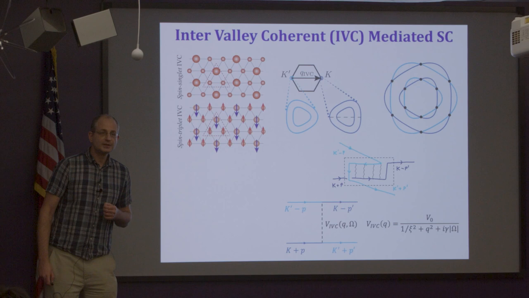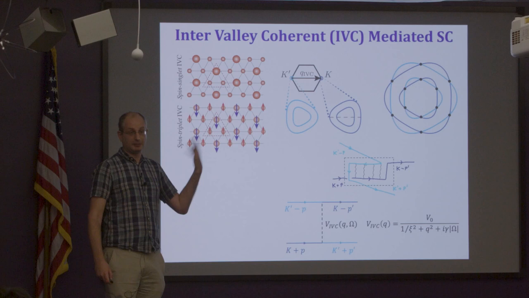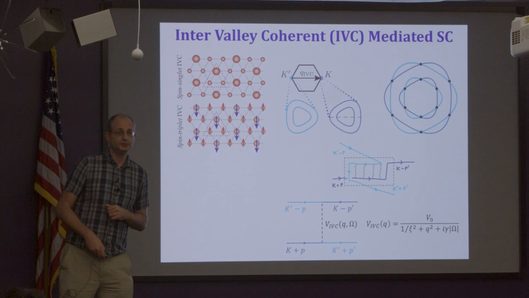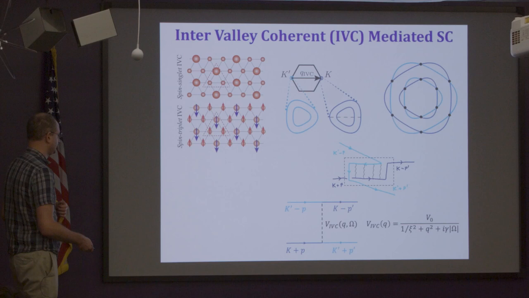It's a simple Yukawa coupling between the electrons, just like in spin fluctuations. It's actually repulsive in sign, but it has exactly the right momentum structure to give you non-S-wave pairing. And in fact, you do get the same P-wave pairing as you got from charge fluctuations out of this interaction.